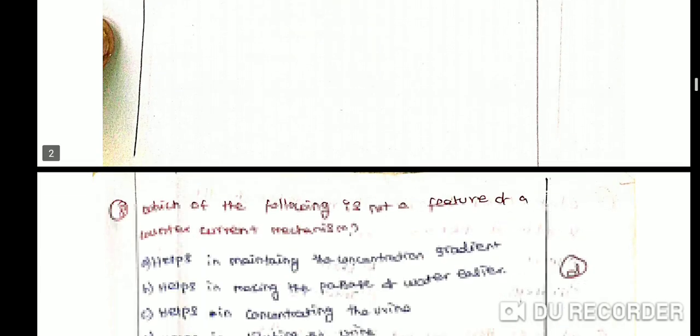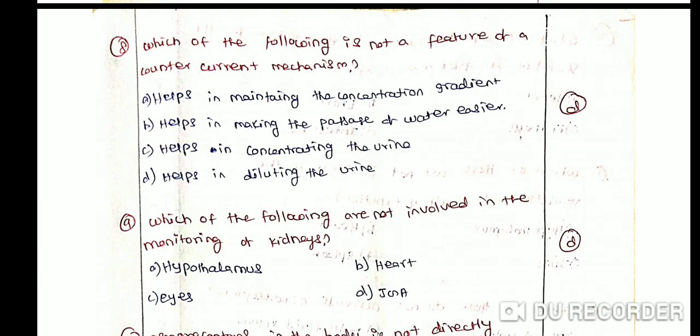Next question: which of the following is not a feature of a counter current mechanism? Option A, helps in maintaining the concentration gradient. Option B, helps in making the passage of water easier. Option C, helps in concentrating the urine. Option D, helps in diluting the urine. The correct answer is option D, helps in diluting the urine.